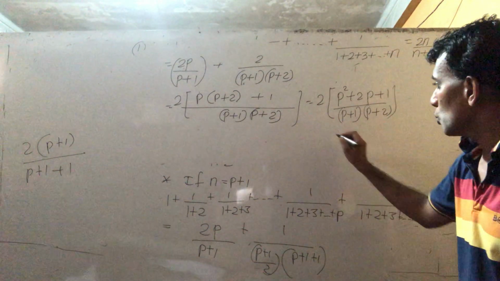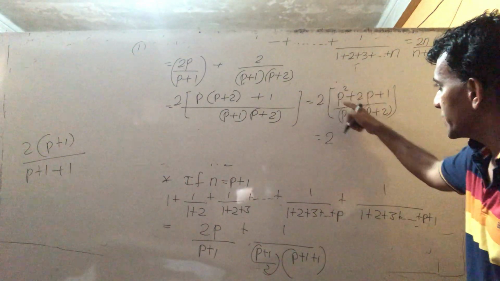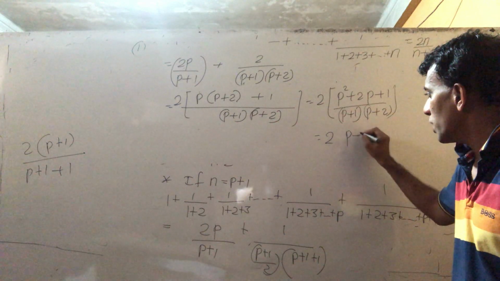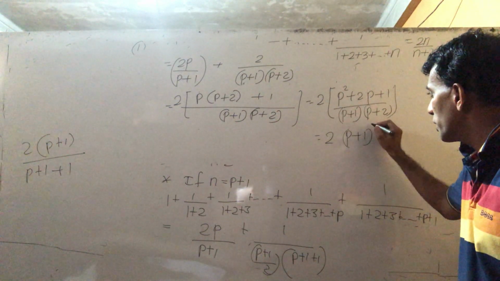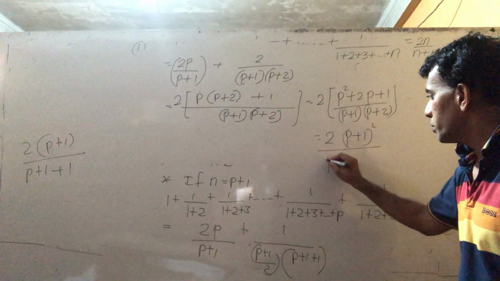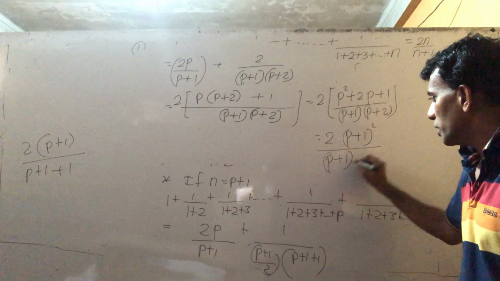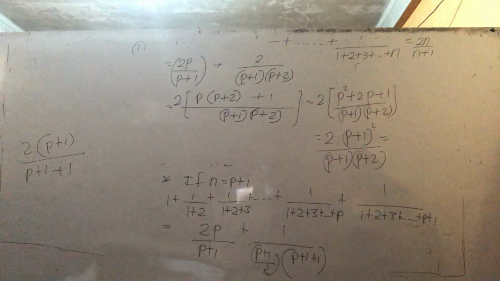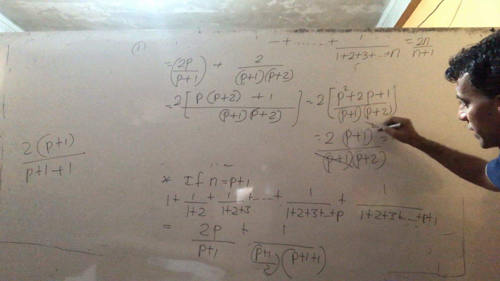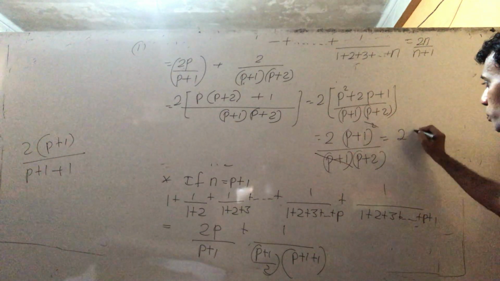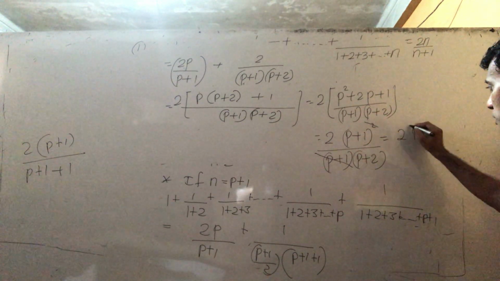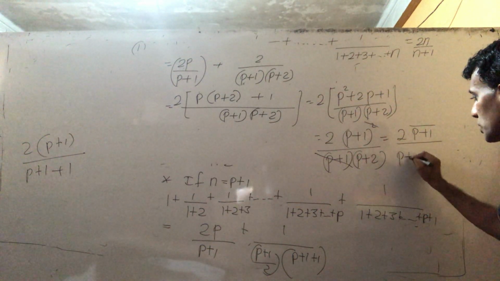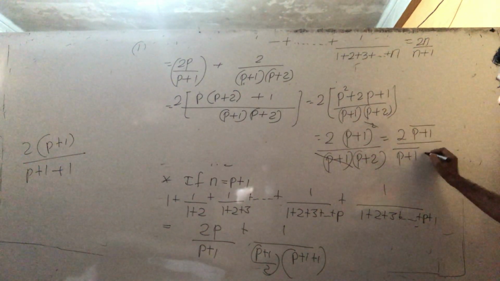So that's equal to 2 into, this can be factorized, binomial, (p plus 1) all squared over (p plus 1) into (p plus 2). So see what happened, one (p plus 1) cancels here. So 2(p plus 1) over, what is p plus 2, can I write that? (p plus 1) plus 1.